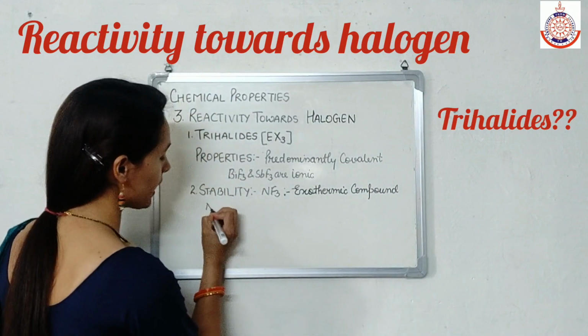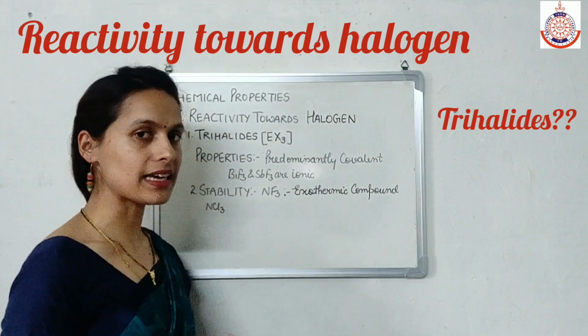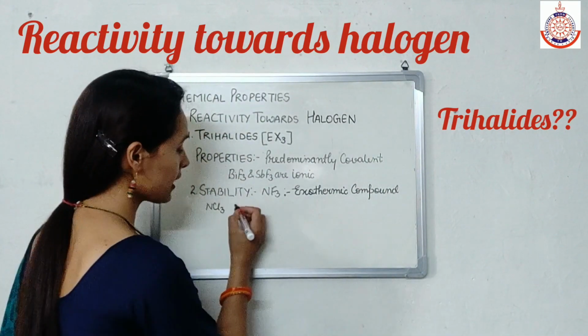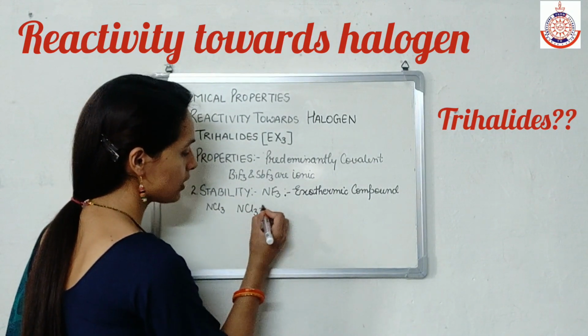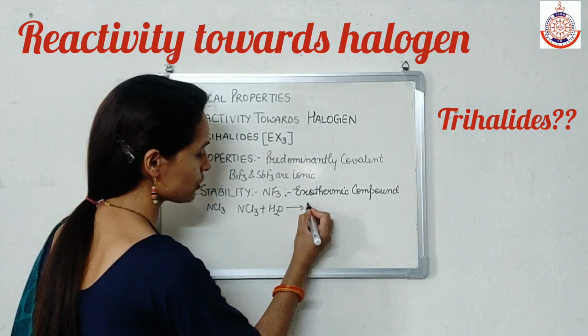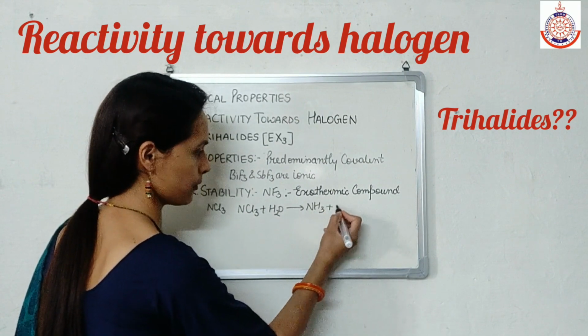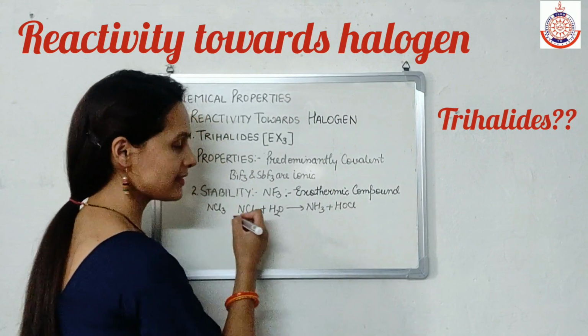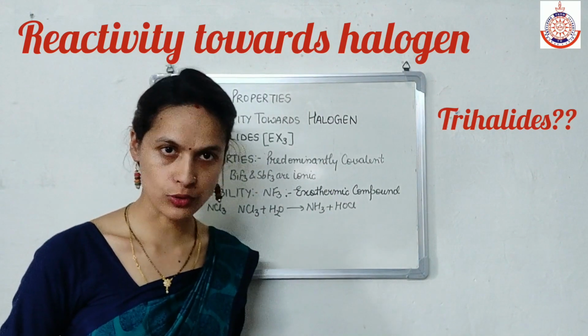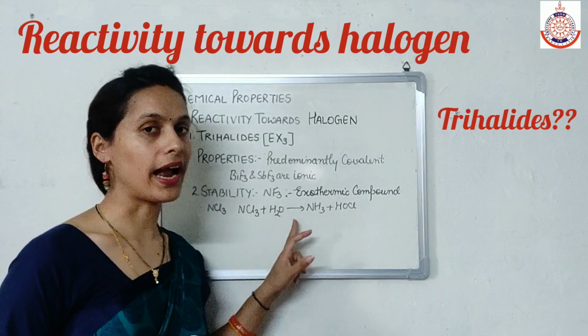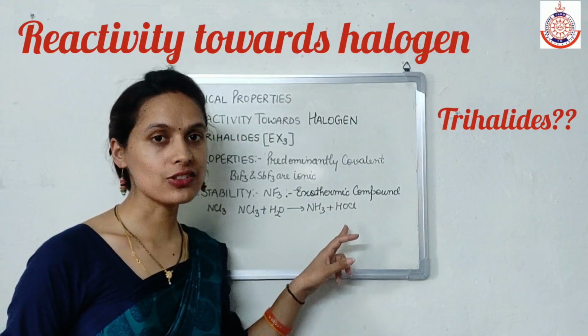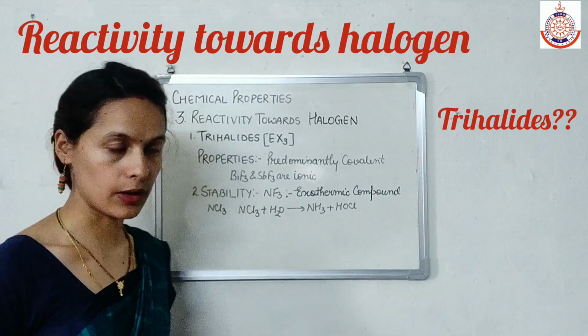If I talk about NCl3, NCl3 acts as an explosive and it also undergoes hydrolysis to form NH3 and HOCl.